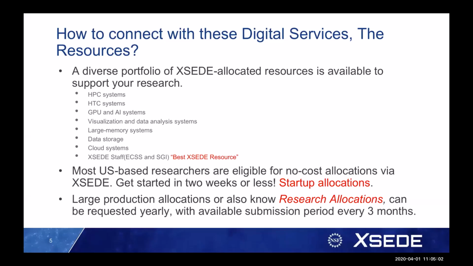So a little bit about the eligibility. Most US-based researchers are eligible for these no-cost allocations via XSEDE. Startup allocations, we can get these started fairly quickly for you. It's a pretty minimal request. We can usually do these in less than 2 weeks, usually a few days. The main focus of this webinar is these large production allocations, which we refer to as research allocations. These can be requested yearly with an available submission period every 3 months. And we're currently in one of those submission periods, which will end on April 15th.